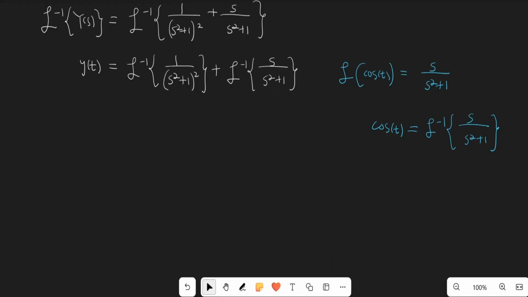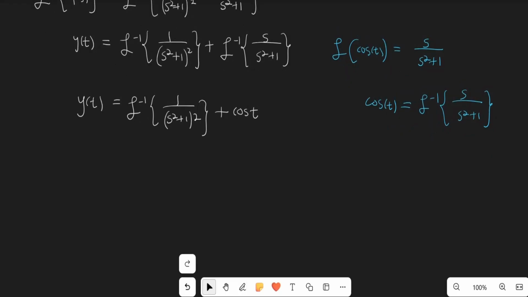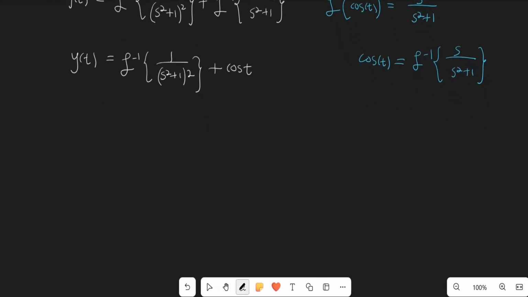So let me replace that, and then we deal with the first Laplace inverse. For the first one we are going to apply the convolution theorem, because we can't use partial fractions to break this one down, plus the Laplace inverse of this one, which is going to be cosine of t. So job done for the second one. This one is relatively easy, but we will have to use the convolution theorem to find the Laplace inverse of that.